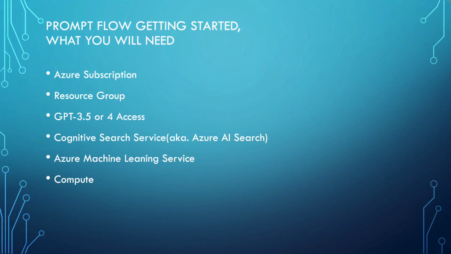But we're going to create a resource group, go ahead and create the services for GPT 3.5, cognitive service search, also known as Azure AI search now, or Azure AI document intelligence, depending on which document you look at, Azure Machine Learning service, and inside of an Azure Machine Learning service, we're actually going to also create a compute. So with that, let's go ahead and get started.